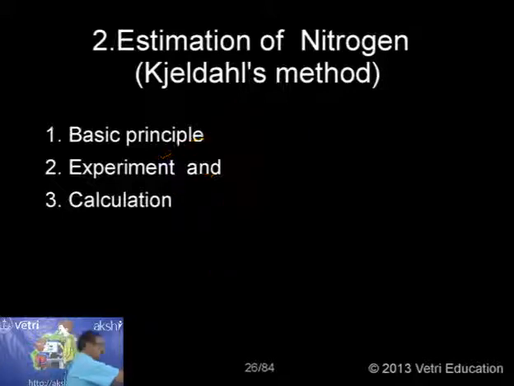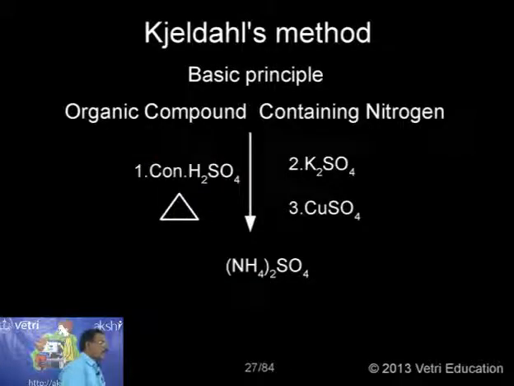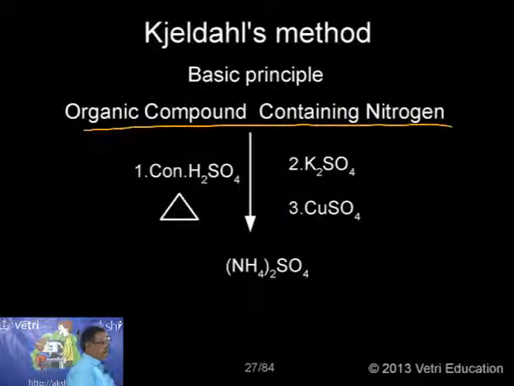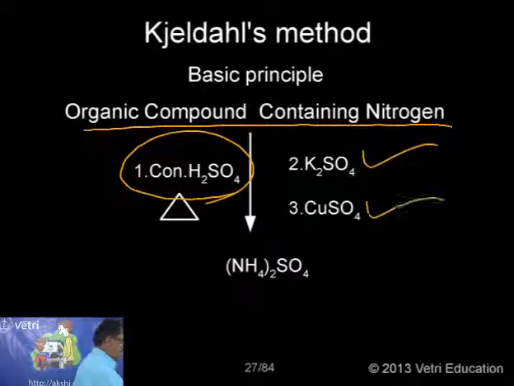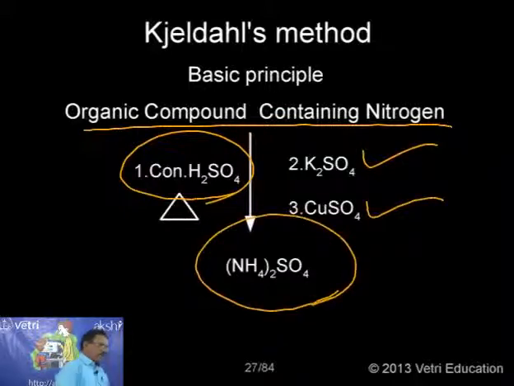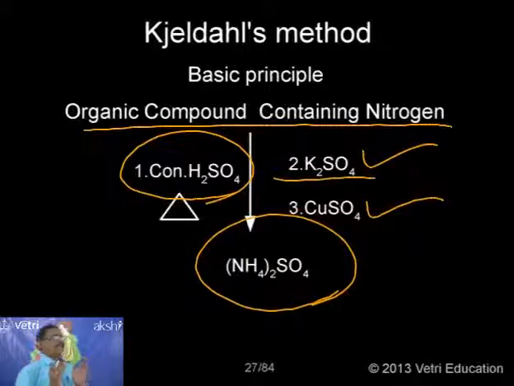This is the basic principle. Let me go further. So we are taking an organic compound containing nitrogen and heating it with concentrated sulfuric acid in presence of potassium sulfate and copper sulfate, and the nitrogen will be converted into ammonium sulfate. Here potassium sulfate is used to raise the boiling point. Copper sulfate is used as a catalyst. This is the most important information you must know. So concentrated sulfuric acid converts nitrogen into ammonium sulfate. This is step 1.